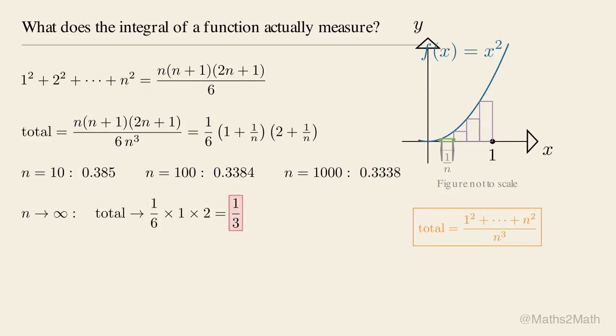Now let n grow without bound. Each 1 over n withers to nothing, and the total settles at 1/6 times 1 times 2, exactly 1/3. This result is important. And that limit has a name and a symbol. The integral, written with this stretched s for sum, because that is all it is. The exact area under the curve: 1/3.